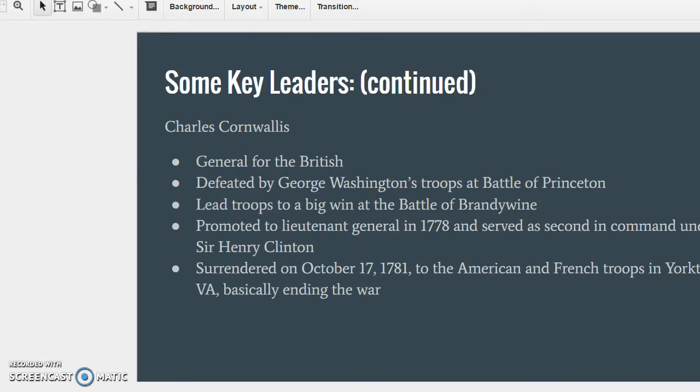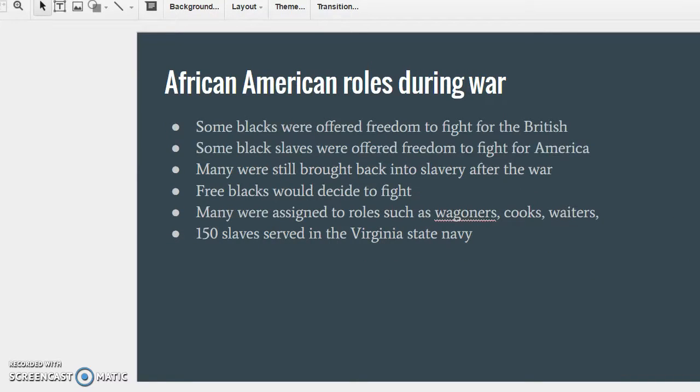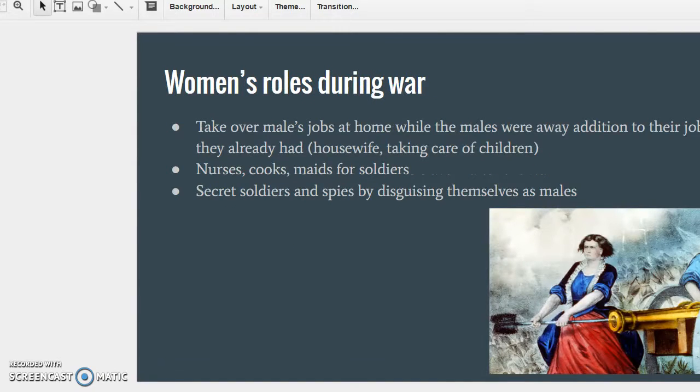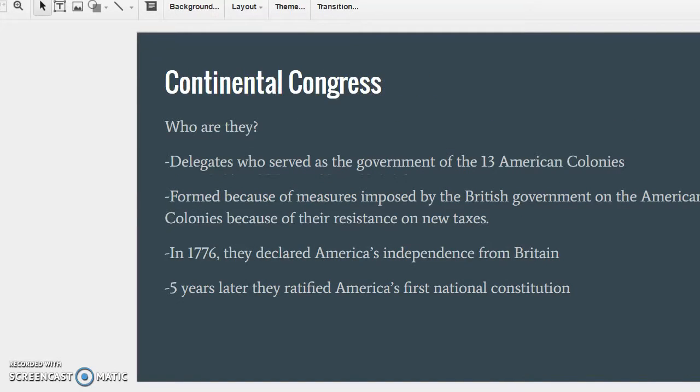Some key leaders, and the way the different peoples would be affected by the war, and the Continental Congress.